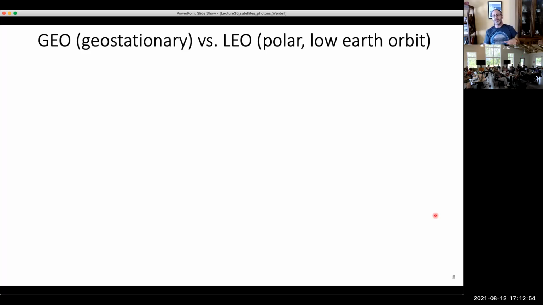Now, the other choice you might have to make if you're designing from scratch is what orbit you want to go to: geostationary versus low Earth orbit, LEO.